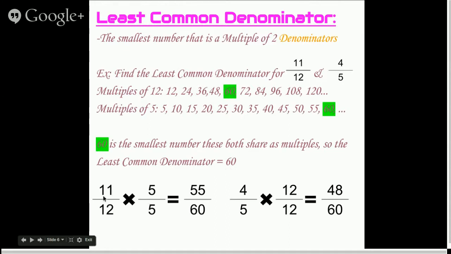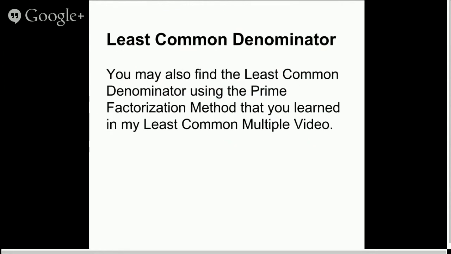All right, so you would do 11/12 times 5 over 5. This gives you 55 out of 60. So 11/12 is the same as 55 out of 60. 4/5 times 12 over 12 is equal to 48/60. So 4/5 is the same as 48/60. All right. So it's basically finding the least common denominator.